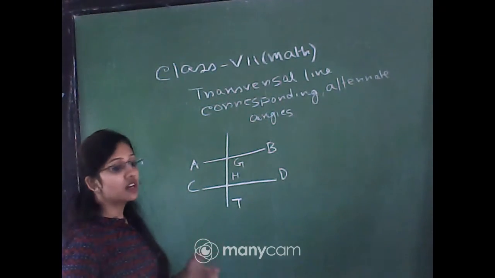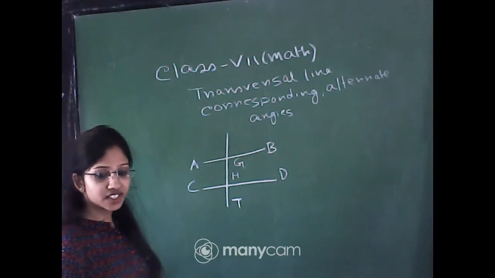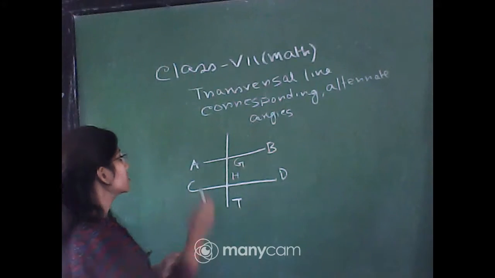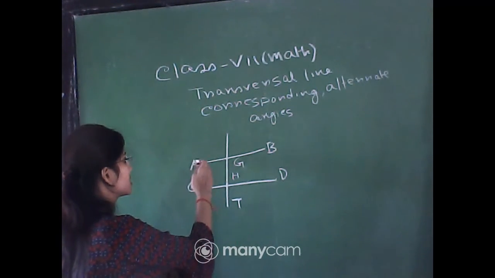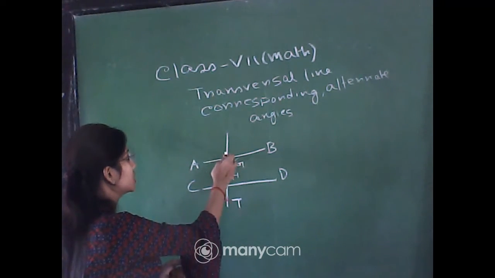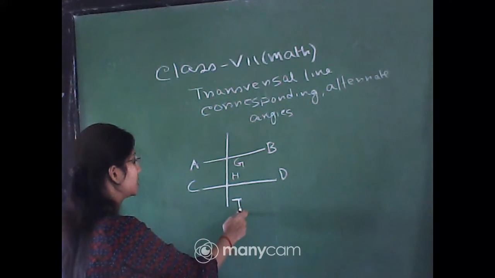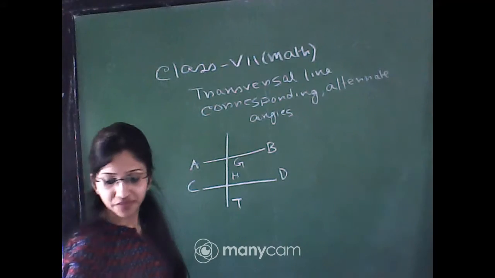If a line intersects two or more lines at distinct points, then the line is called the transversal line. Here the line T intersects AB and CD in two distinct points G and H. Therefore, the line T is called the transversal line.